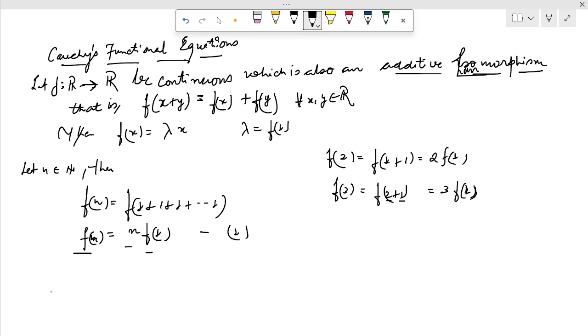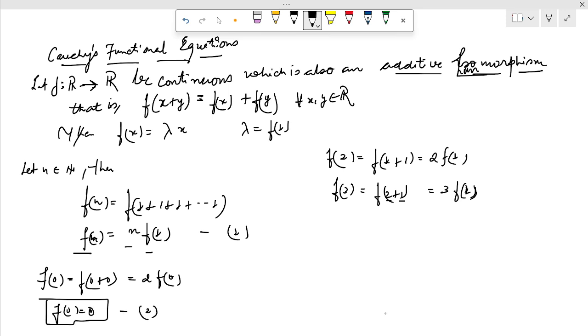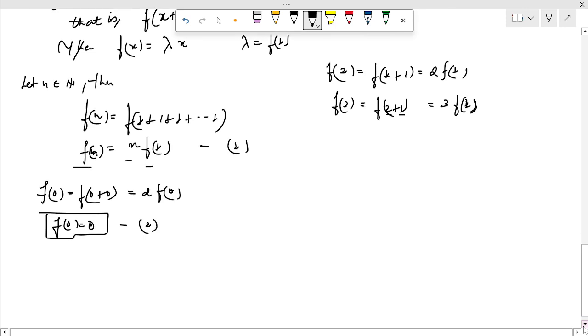Okay. Now, what about 0? f(0) can certainly be written as f(0+0) = f(0) + f(0), which equals 2 times f(0). So 2 times f(0) is equal to f(0), which implies f(0) is equal to 0. So f(0) is 0, that is certain.